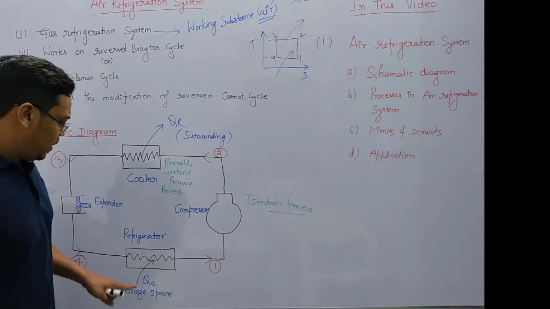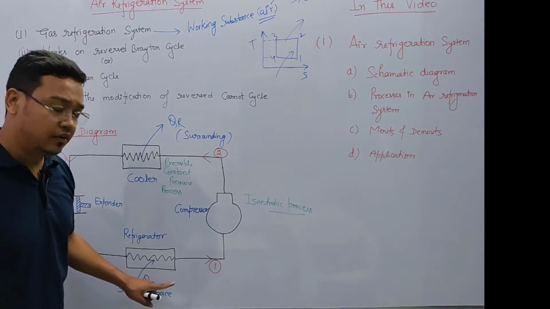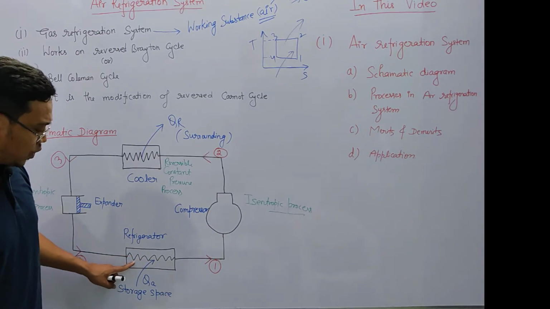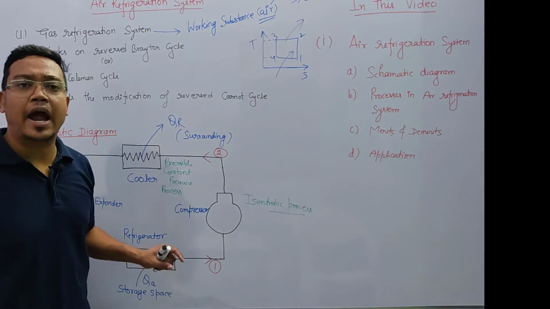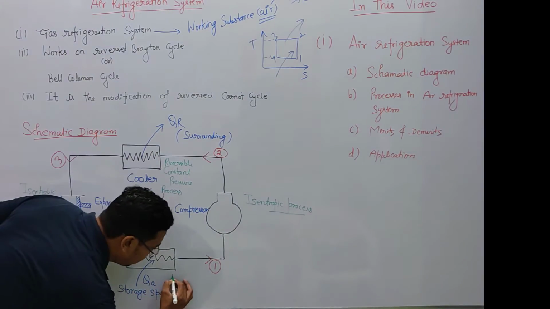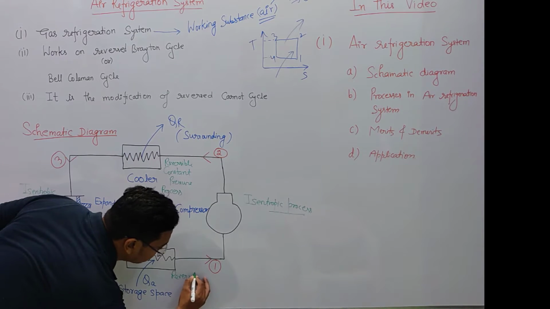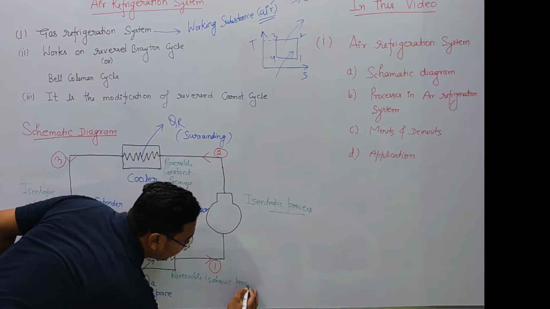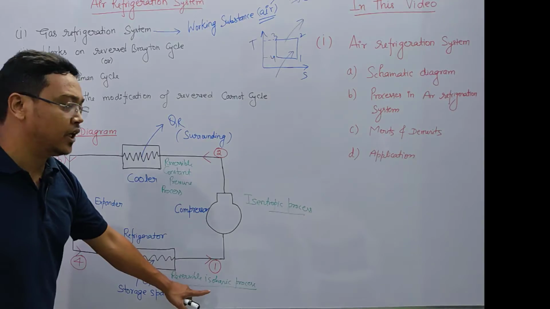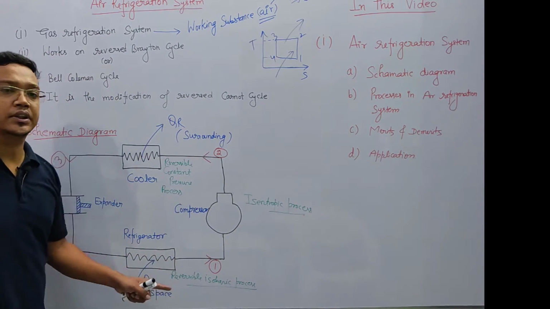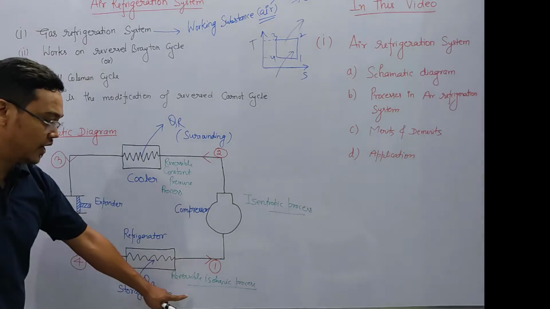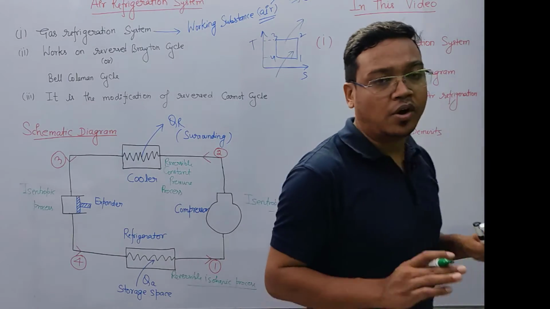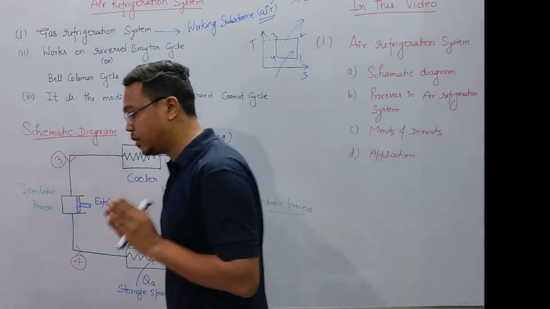Now in the storage space or refrigerator, heat addition is taking place. So here also this process will occur at constant pressure, a reversible isobaric process. Remember, a constant pressure process is also called an isobaric process. I have written constant pressure and isobaric process here. These are the same. Constant pressure is also known as an isobaric process.